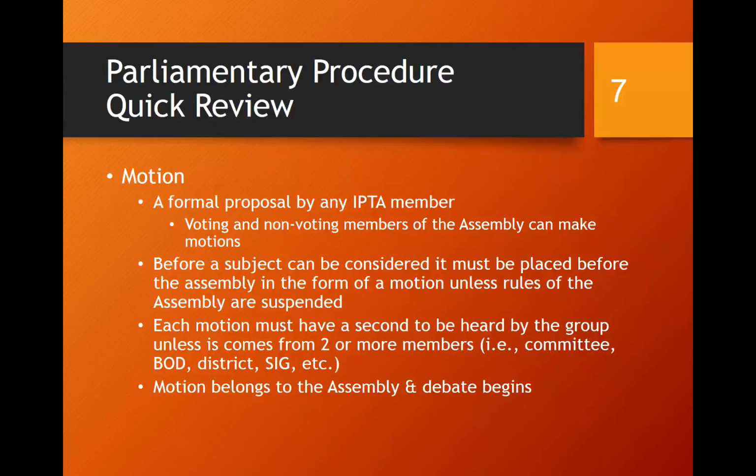Once a motion is made and seconded, it belongs to the assembly and no longer to the maker of the motion. It's the representatives who debate it and can change it and make it whatever they want it to be. And so it becomes their property and not the property of the maker anymore.